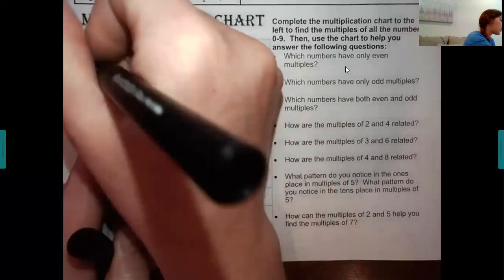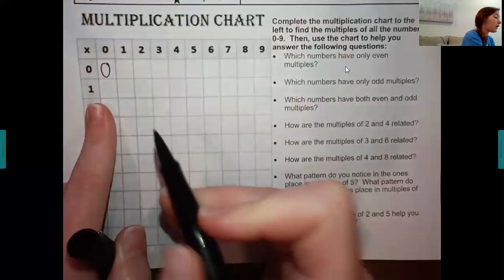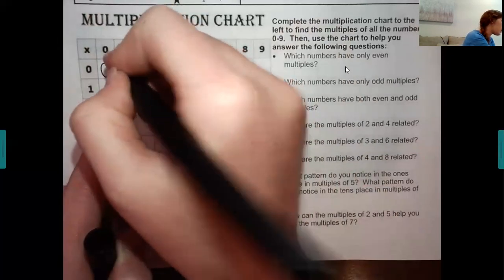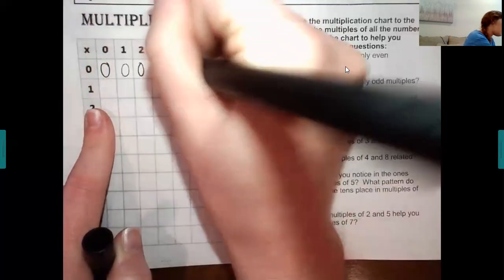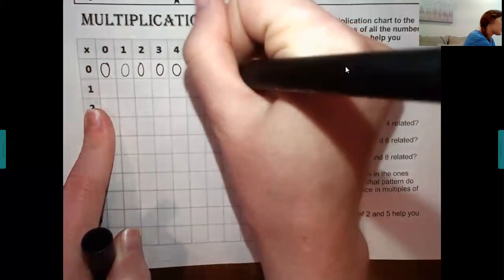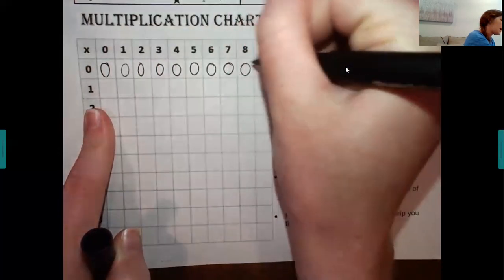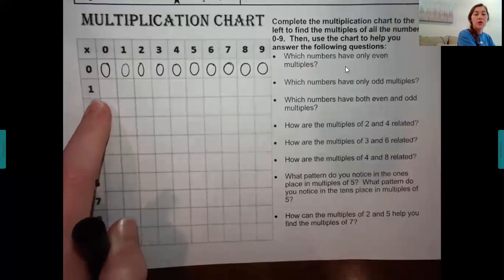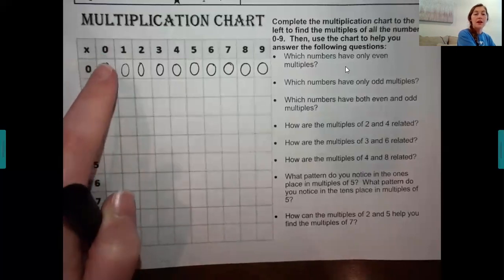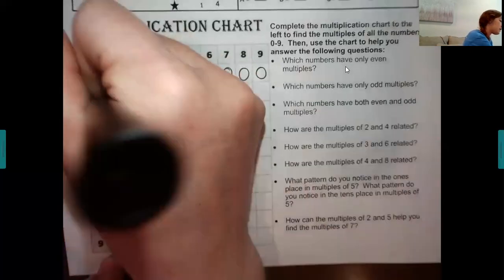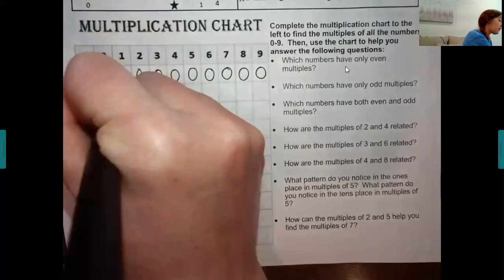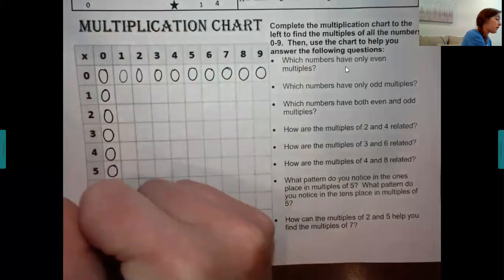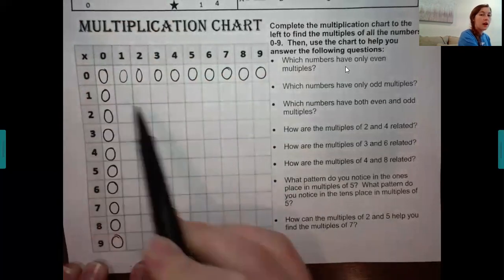0 times 0 equals 0. Now I know 0 times any of these numbers is still going to be 0. So I can fill that all the way in, because if I have 0 groups, then I'm going to have no total, and if I have 0 in each group, then it's still going to be 0. So I can go all the way down as well. Now I'm going to work my way across the chart.